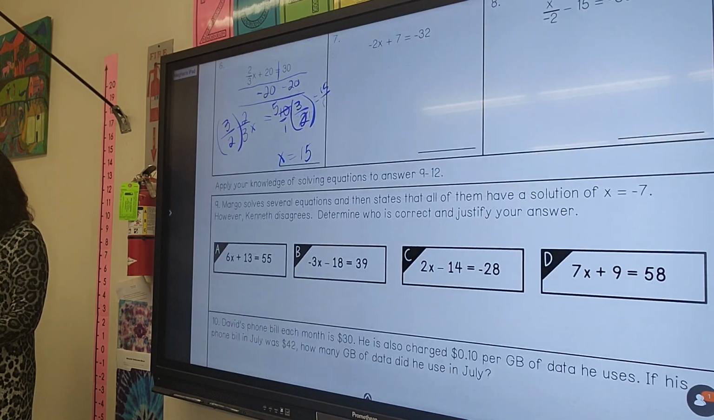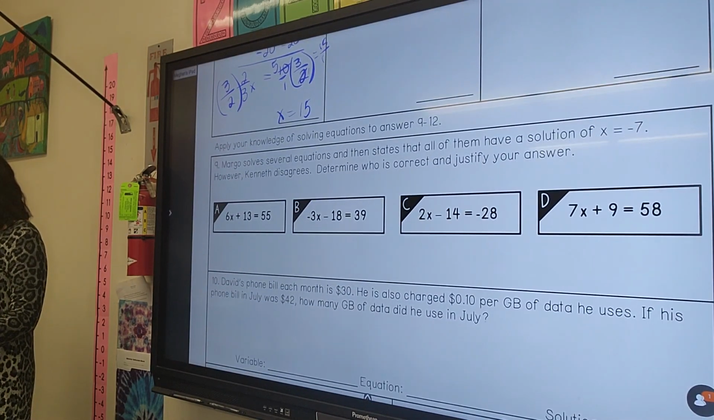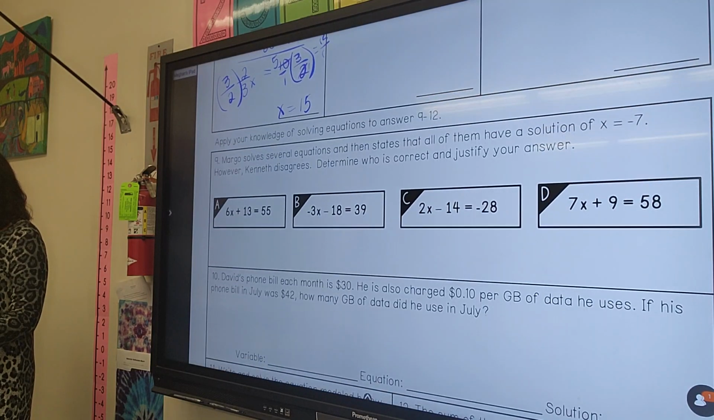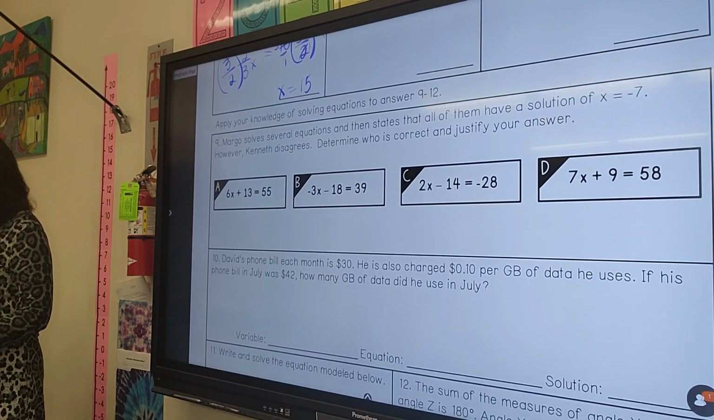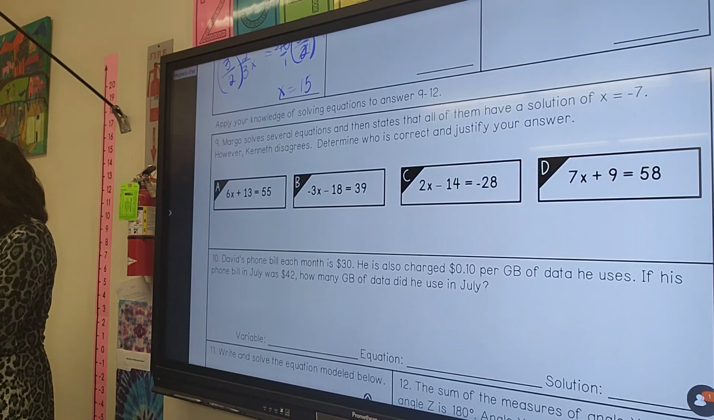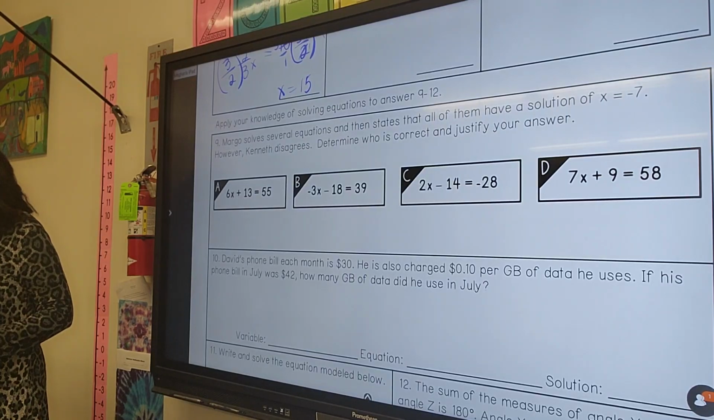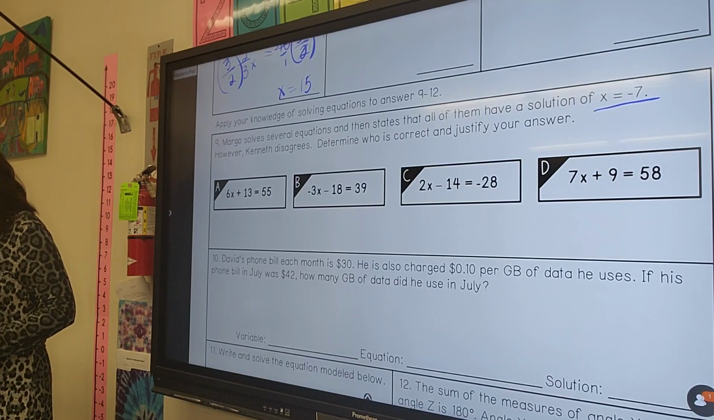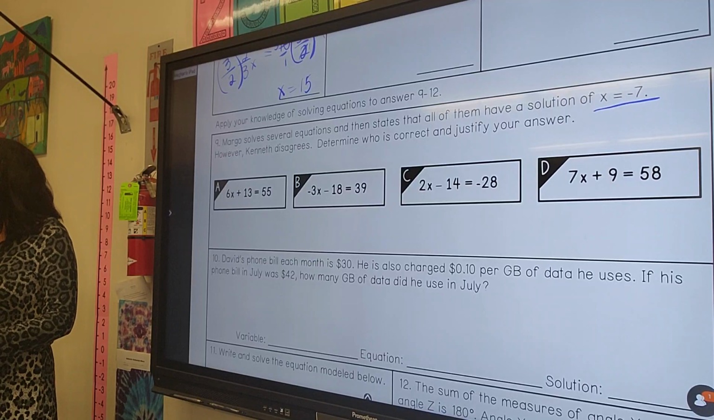Okay, let's look down at number 9. Number 9, I want you guys to listen, okay? Margot solves several equations and then states that all of them have the solution x equals -7. However, Kenneth disagrees. Determine who is correct and justify your answer.